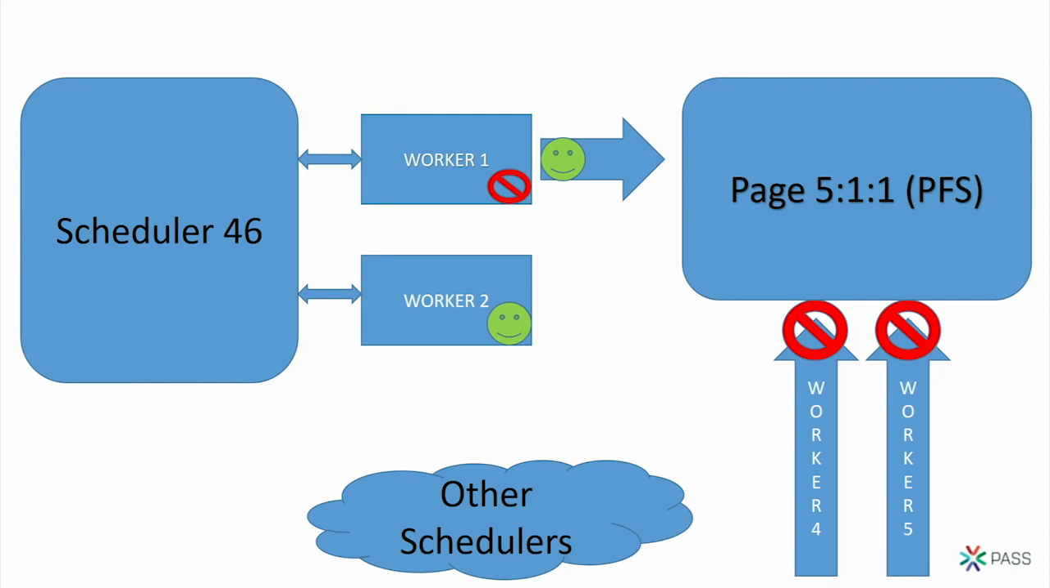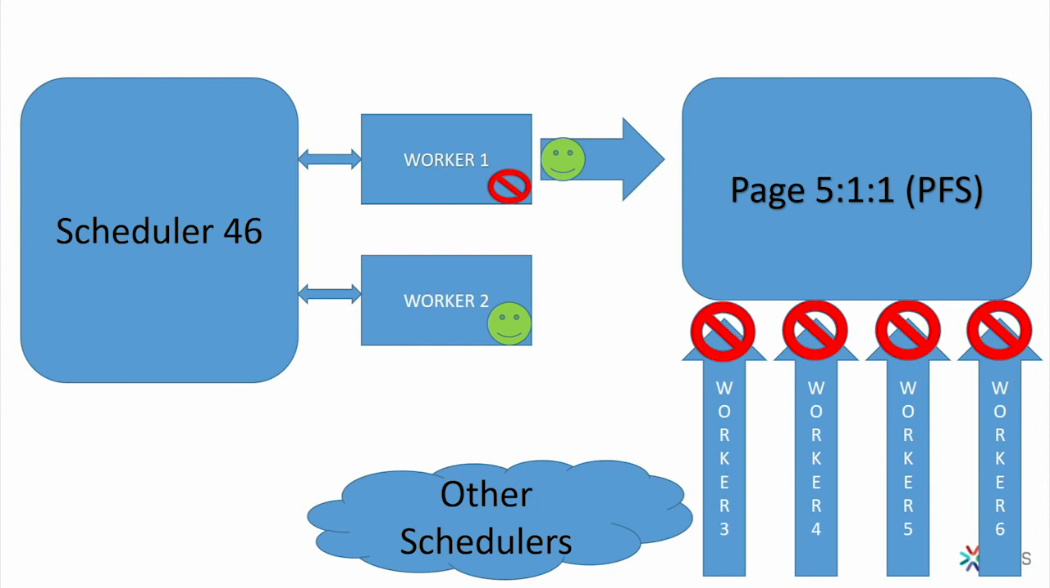Worker 5 suspends itself. Worker 6, many other workers not on the slide. Worker 3. So I've got all of these waiting workers because worker 1 is owed the latch but can't get it.